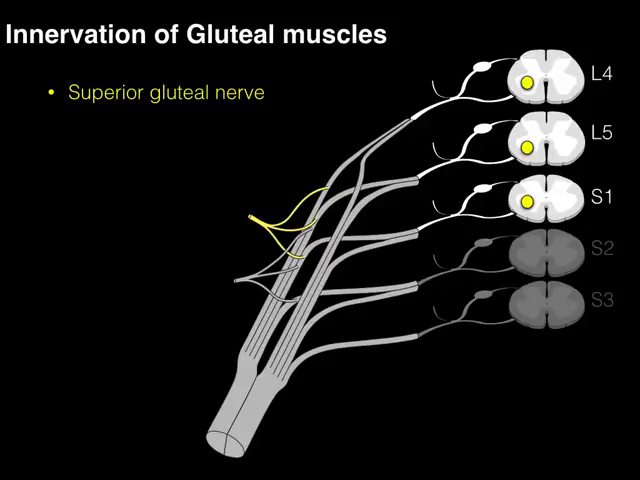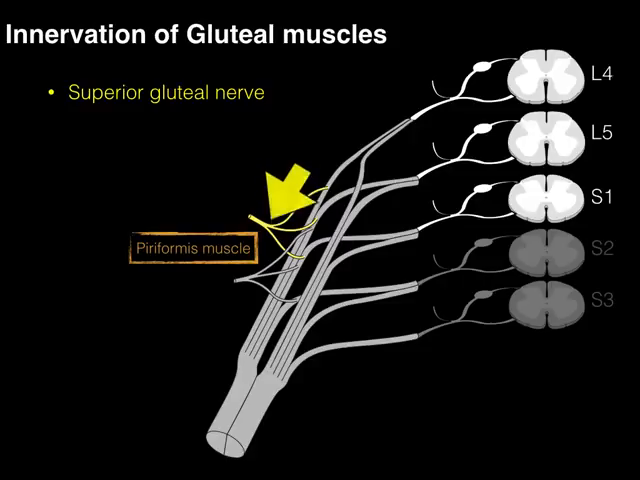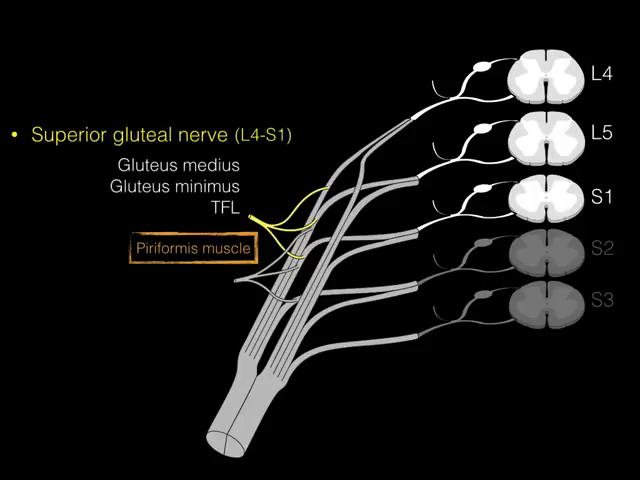The motor neuron cell bodies arise in the ventral horn, and then out of the ventral rami, they course into that superior gluteal nerve and innervate these three muscles, the medius, minimus, and TFL. Now, the superior gluteal nerve gets its name because this nerve courses above the piriformis, hence superior gluteal nerve. So in a nutshell, superior gluteal nerve comes from the L4 to S1 levels of the spinal cord, innervates the gluteus medius, minimus, and TFL, and courses above the piriformis.